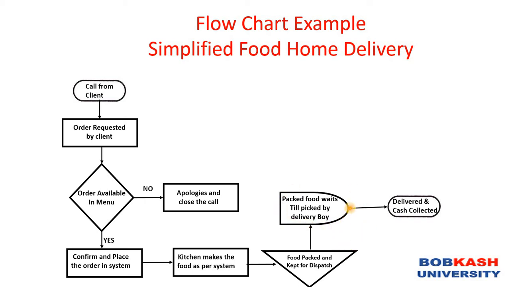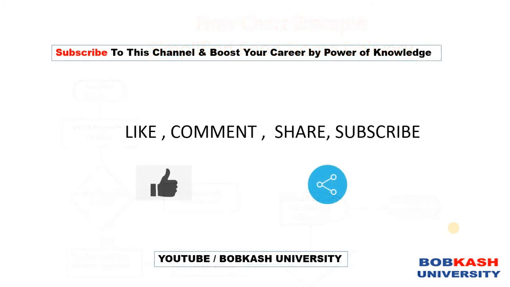Then we move on to the next step, where the delivery boy picks up the food, delivers it to the client and collects the cash. And again, you see here that we are using the rounded rectangle to represent the end of the process. So this is how the symbols are used in the flowchart.